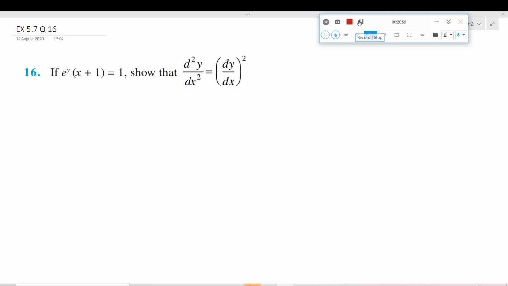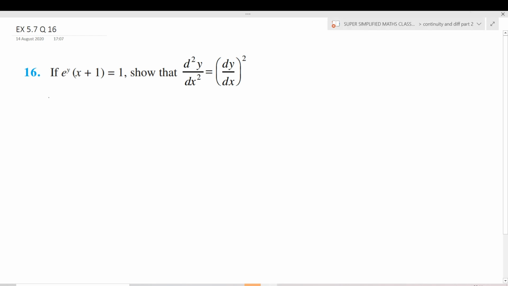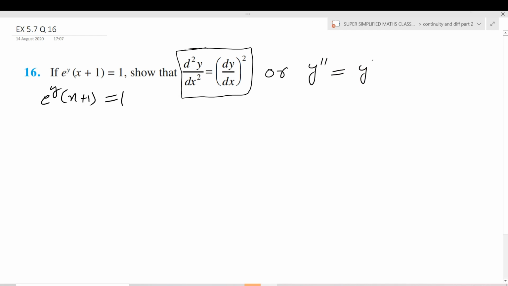Now comes question number 16. It is given to you that e raised to the power y times (x + 1) is equal to 1, and you have to show that d²y/dx² is equal to (dy/dx) whole square, or you have to show that y double dash is equal to y dash whole square. d²y/dx² means y double dash, dy/dx means y dash.